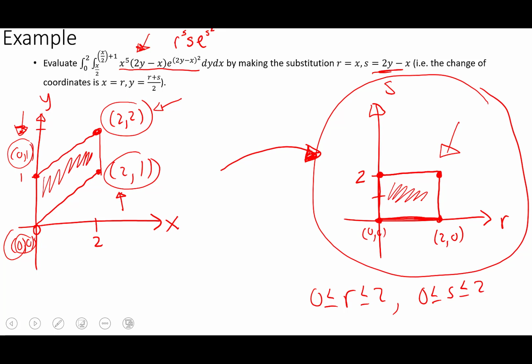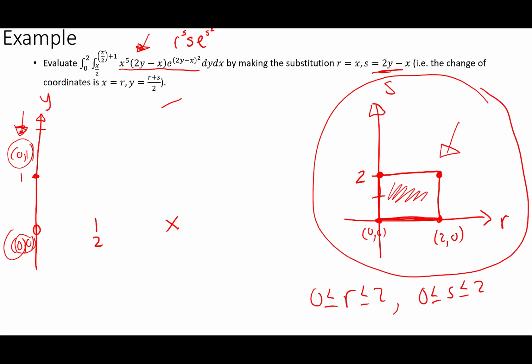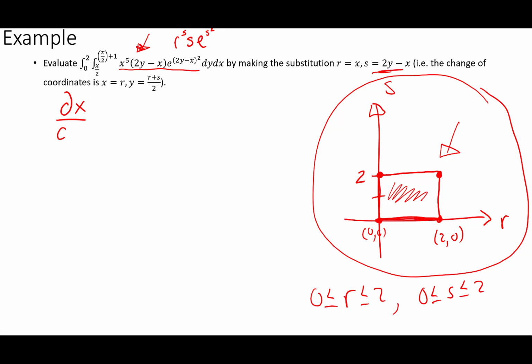So let's figure that out. Let me go ahead and erase because we don't need these pictures anymore. So what is that Jacobian? We're going to do dx dr, dy ds, minus dx ds, dy dr. So dx dr, that's just going to be 1. dy ds, if I take the derivative with respect to s, we're just going to get 1/2.